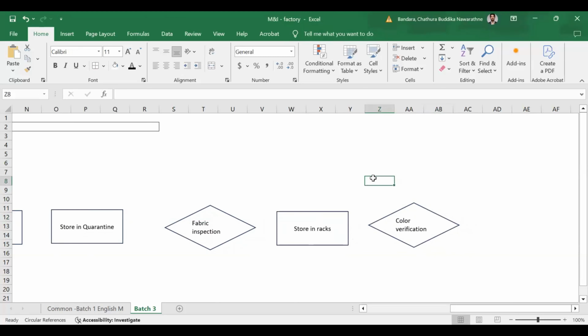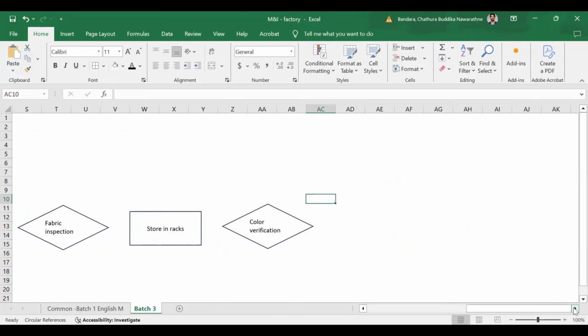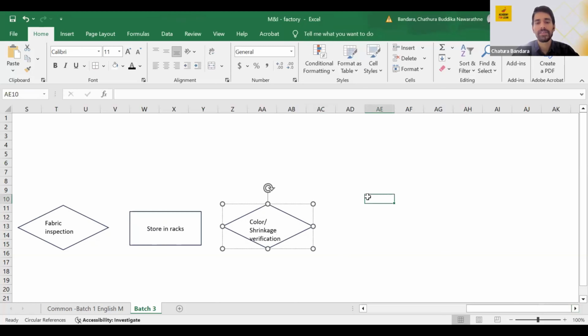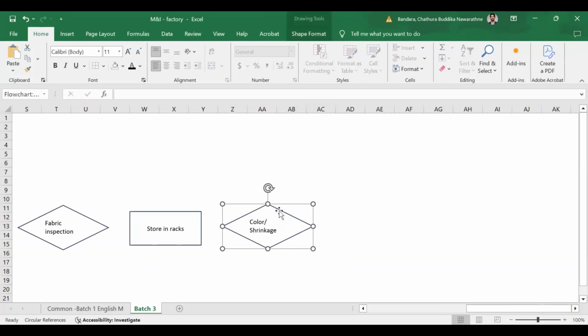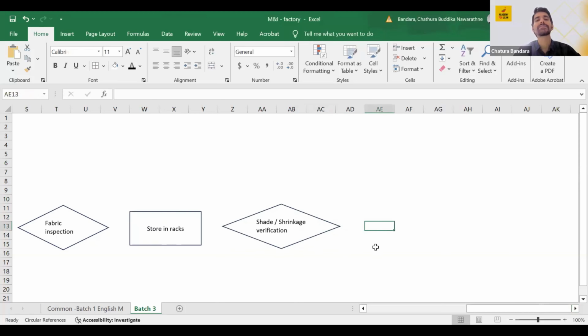Good. Then we'll do the other fabric work, that is color verification and shrinkage verification. Okay, so here everything goes together, color and shrinkage. You can name it anything. Color and shrinkage verification. At least this is not the color, it should be shade and shrinkage verification. Okay, then what happened?